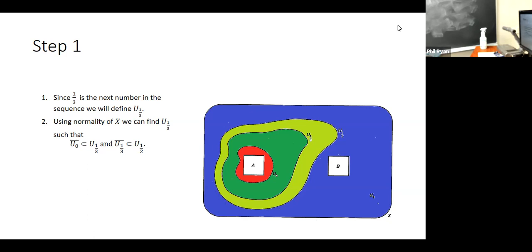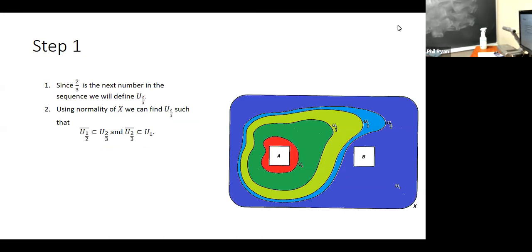So we can find our U a third, which is going to be the set that covers the closure of U0. So the closure of U0 is going to be within U a third, but then the closure of U a third is not going to impinge into U a half because we've used normality to do that. How far do I go? I can't remember how many colors I did.